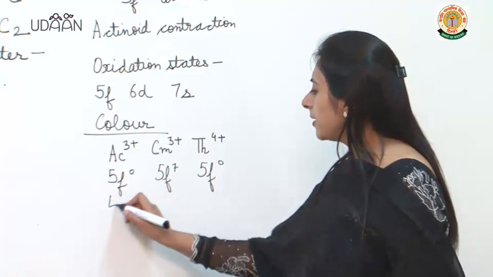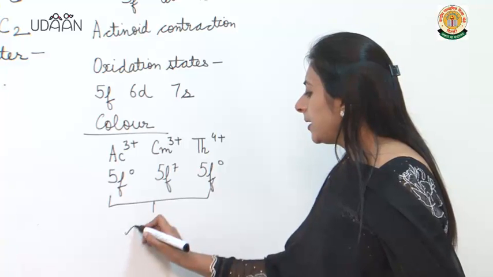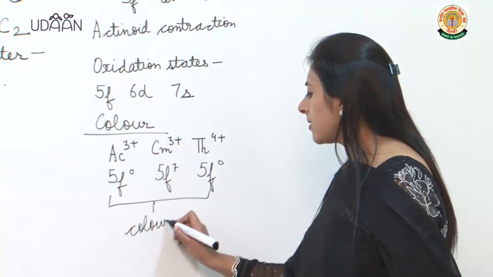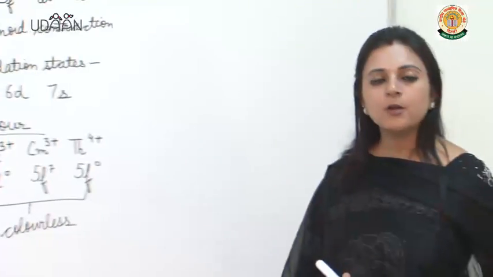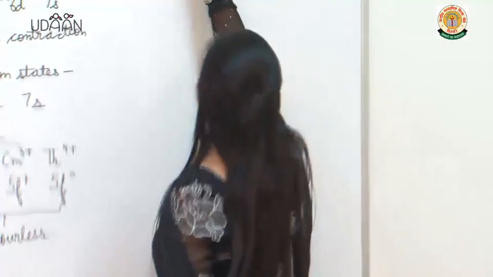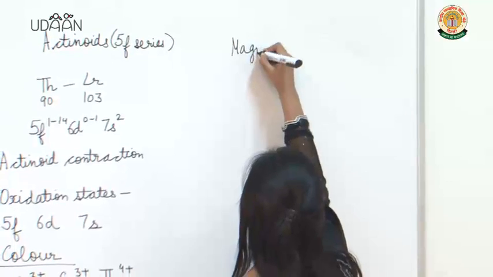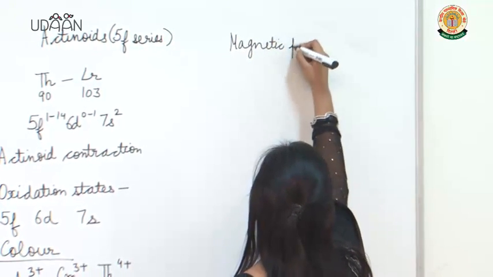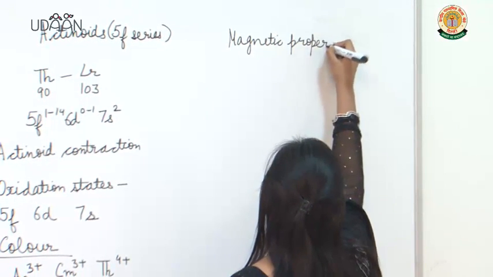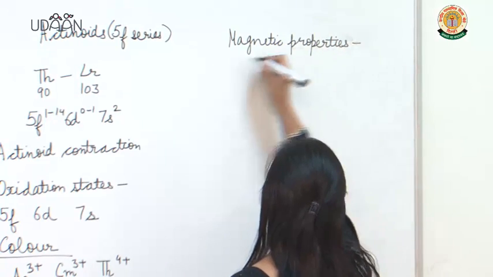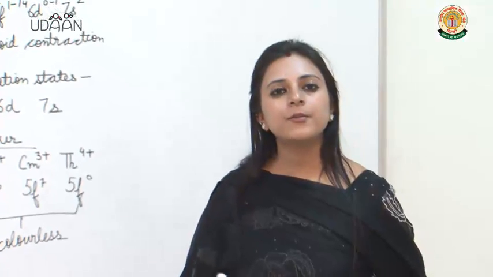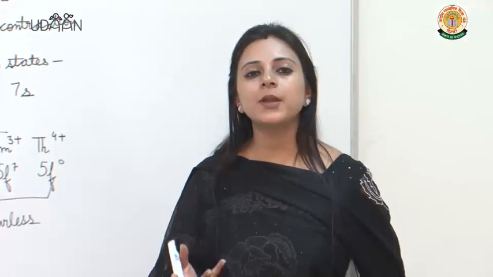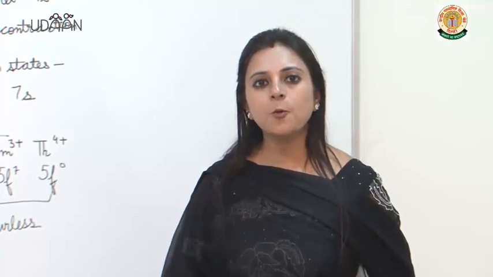So that means these three are colorless, rest of the ions are colored. Now when we talk about the magnetic properties of actinoids, their values are different as predicted from the magnetic moment formula. Now why is this so?